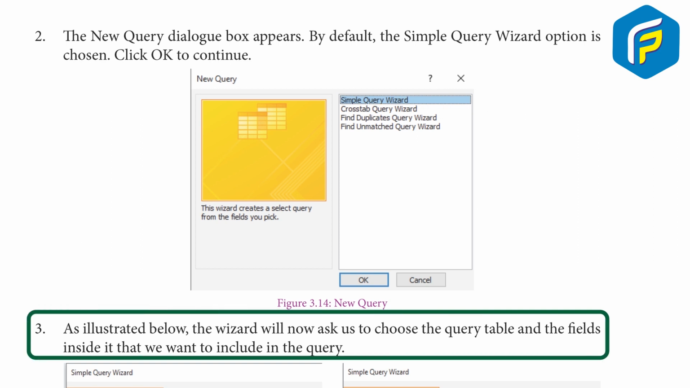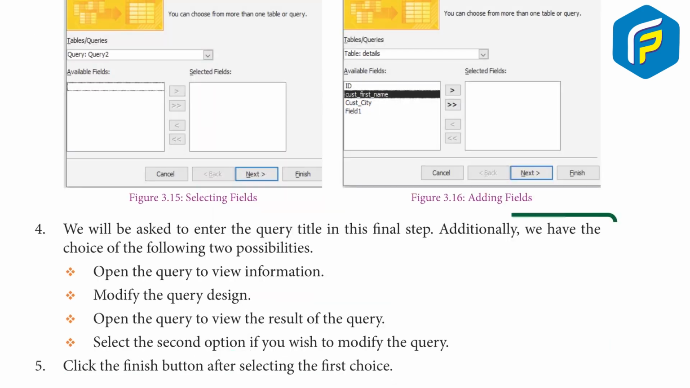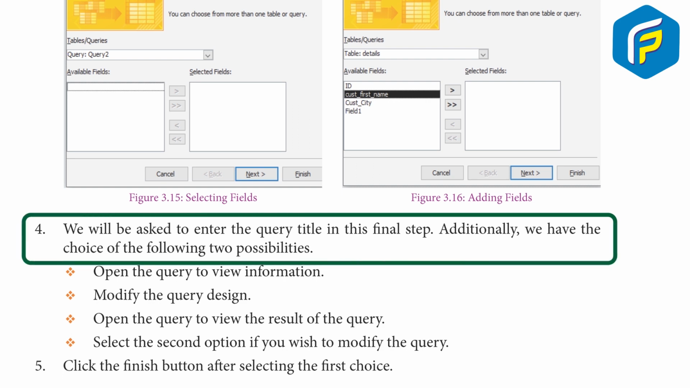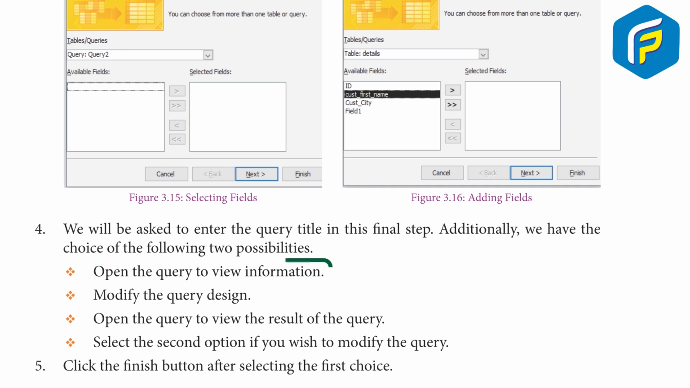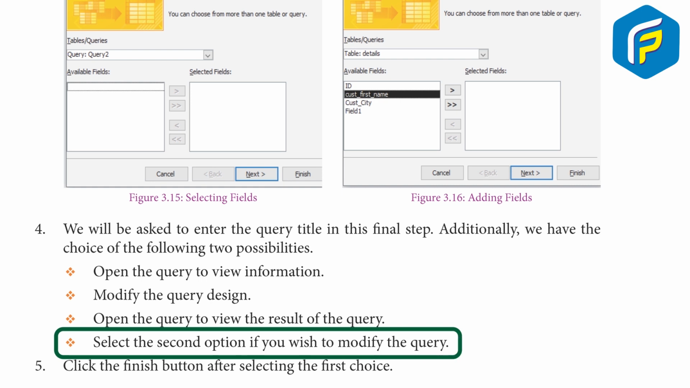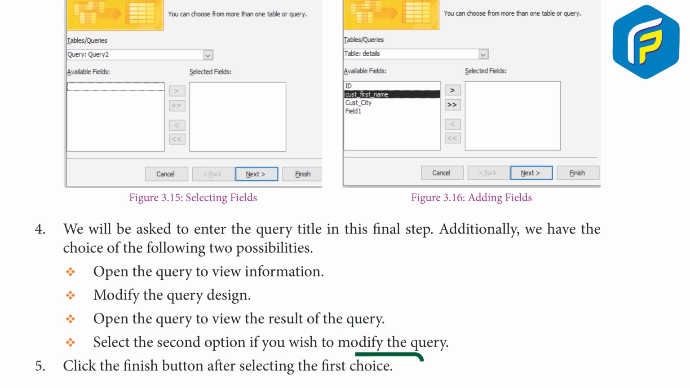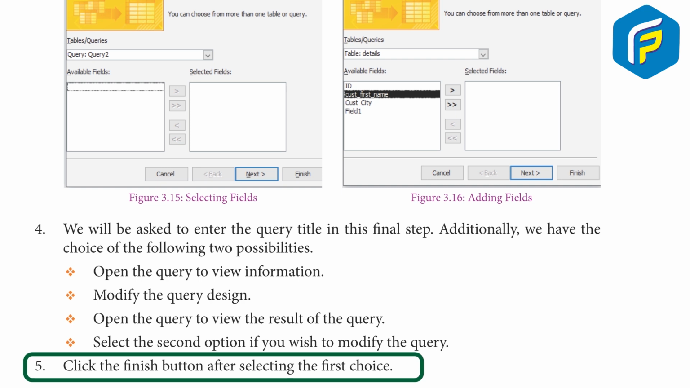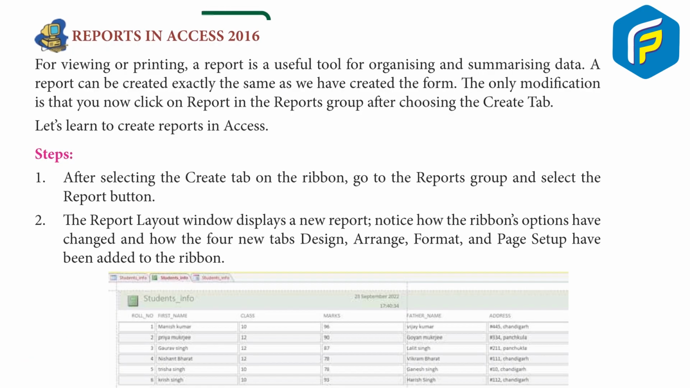3. As illustrated below, the wizard will now ask us to choose the query table and the fields inside it that we want to include in the query. 4. We will be asked to enter the query title in this final step. Additionally, we have the choice of the following two possibilities. Open the query to view information. Modify the query design. Open the query to view the results of the query. Select the second option if you wish to modify the query. 5. Click the Finish button after selecting the first choice.